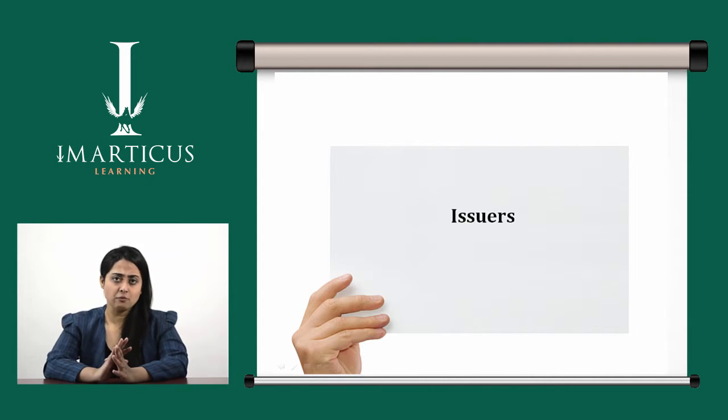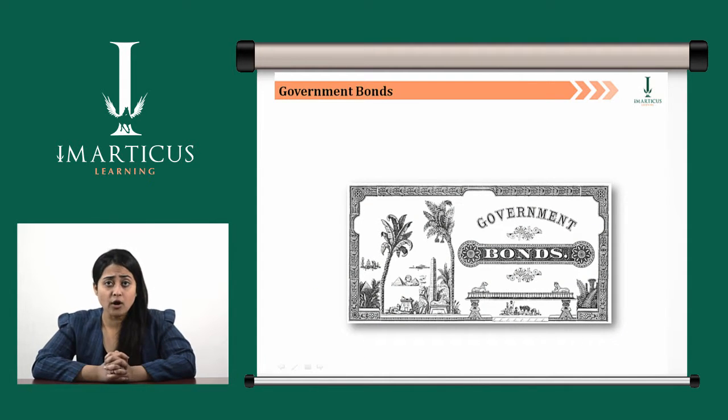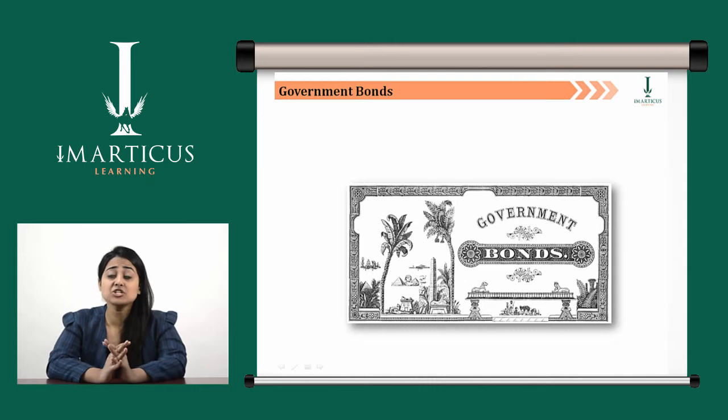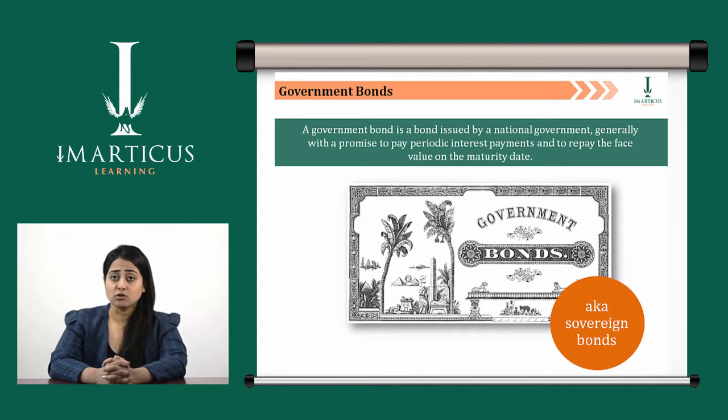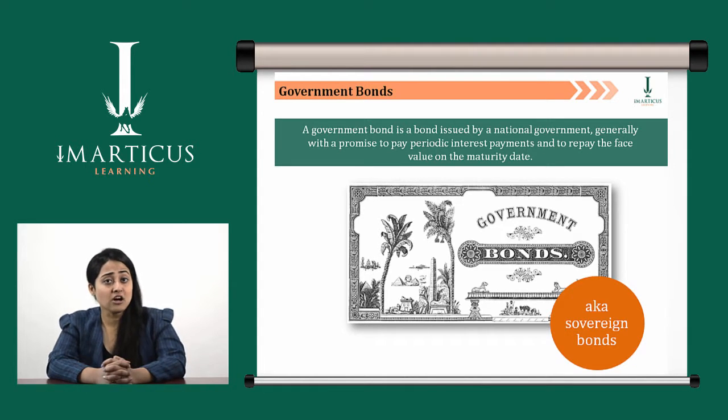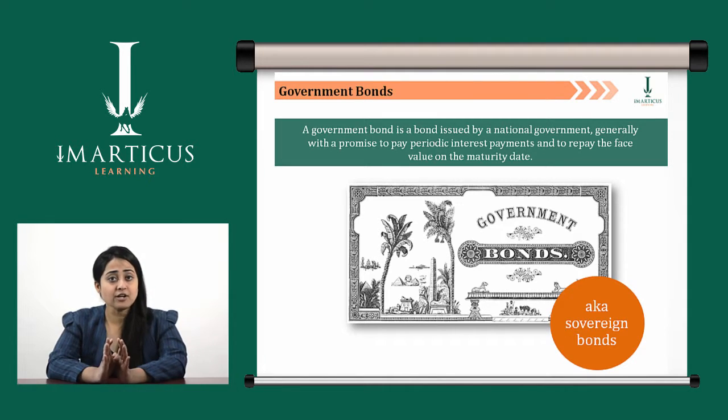Let's begin with government bonds. A government bond is a bond issued by a national government, generally with the promise to pay periodic interest payments and to repay the face value on maturity date. They are also known as sovereign bonds. For example, the US government is far more secure than any other corporation. Its default risk, the chance of debt not being paid back, is so small that US government securities are known as risk-free assets.